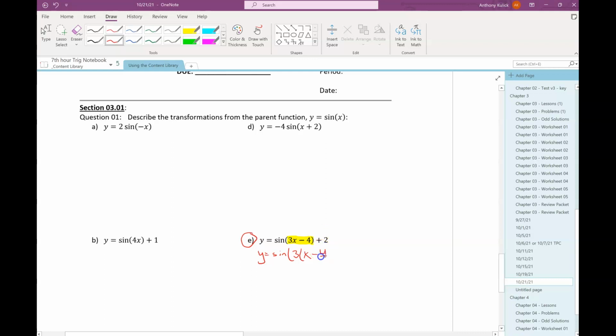4/3. So you have to make sure that when you distribute the 3 back through, you should get 4 still. If you have the 3 in the denominator, when you distribute the 3 through, it just cancels out, left with the 4. Okay. So my A is 1. My C is the reciprocal of 3. My H is 4/3 positive, and my K is 2.